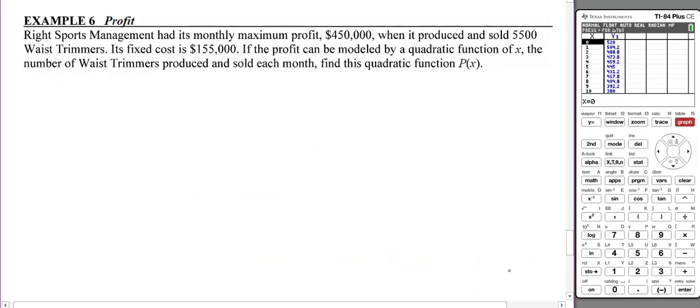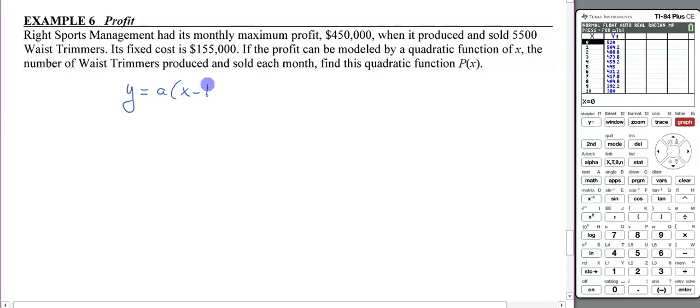Example 6, Wright Sports Management had monthly maximum profit, $450,000, when it produced and sold 5,500 waist trimmers. Its fixed cost is $155,000. If the profit can be modeled by a quadratic function of x, then the number of waist trimmers produced, that's representing the number of waist trimmers produced and sold each month, then we need to find the quadratic function p of x. So let's use our vertex model that we had.